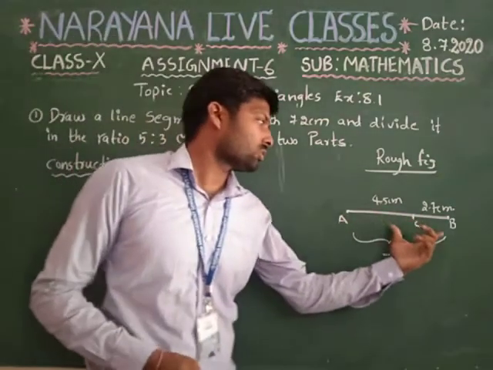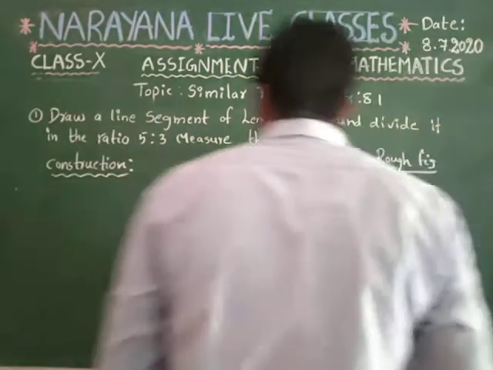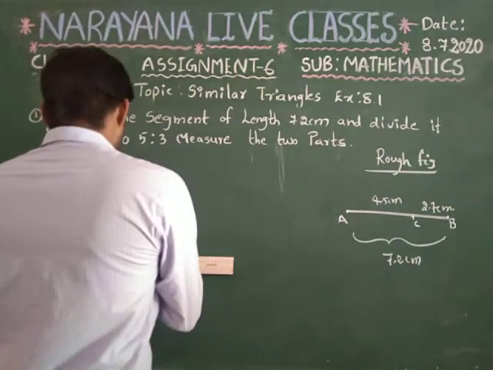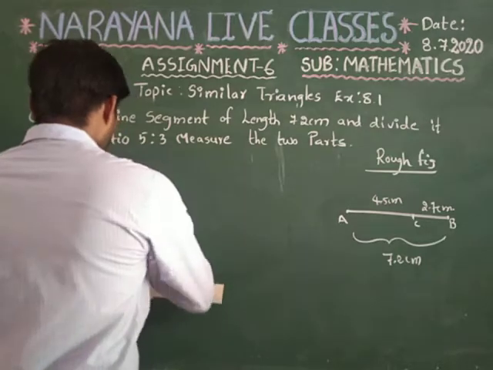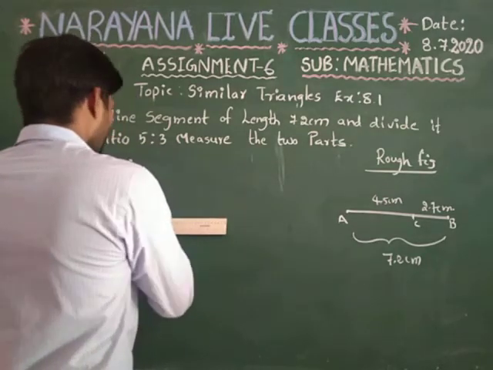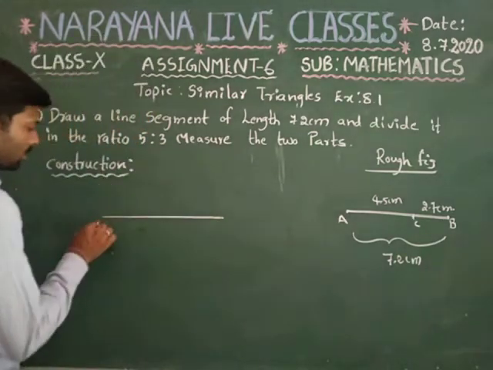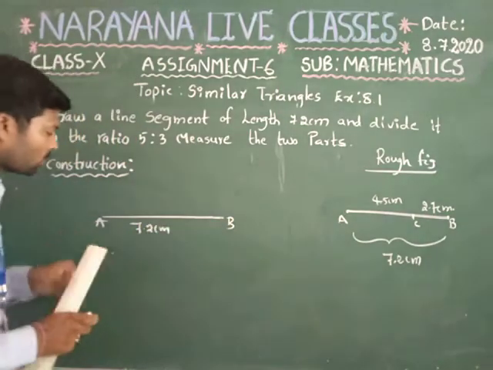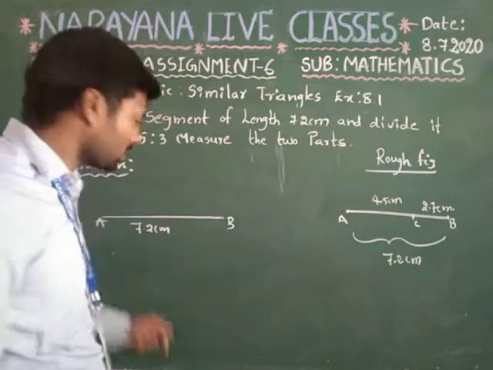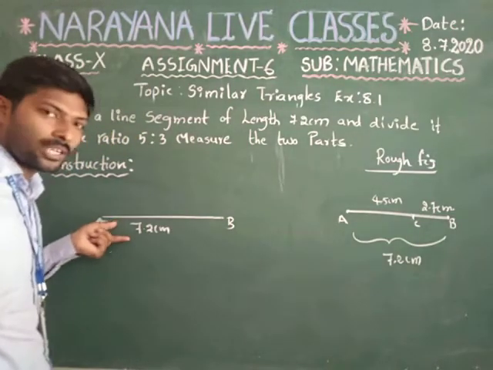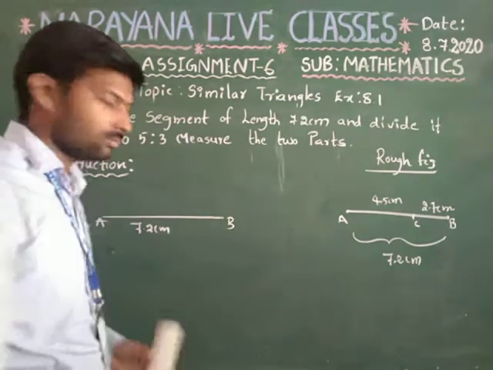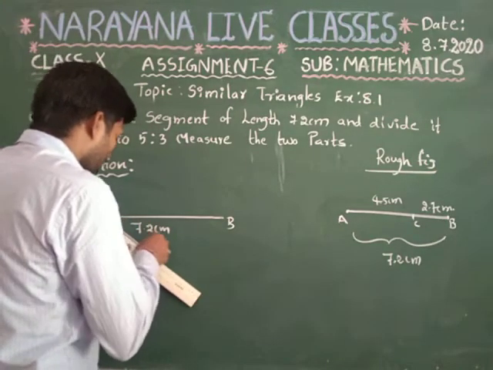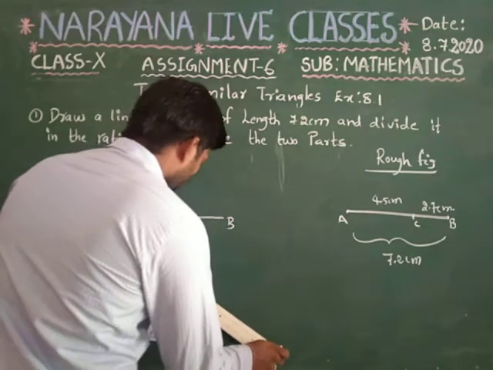First we have to draw a line segment AB whose length is 7.2 centimeter. And also you have to draw a ray AX which makes an acute angle with respect to line segment AB. So draw a ray AX and extend it somewhat.